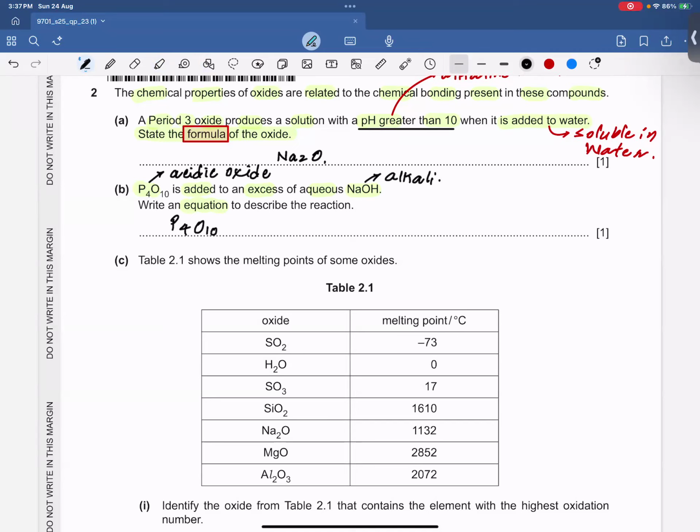P4O10 is phosphorus(V) oxide. When it is added to NaOH, it will turn to sodium phosphate. Sodium phosphate has a formula of Na3PO4, and with water. How many phosphorus atoms here? 4. So I'll put 4 here. How many sodium atoms here? 12. So I'll put 12 here. How many hydrogen atoms here? 12. So in order to balance hydrogen, I will write 6 here. So that's the balanced chemical equation. Okay, we have done this equation in class.